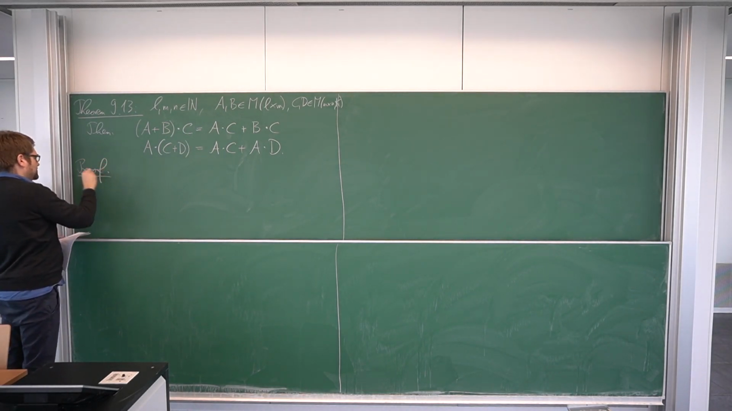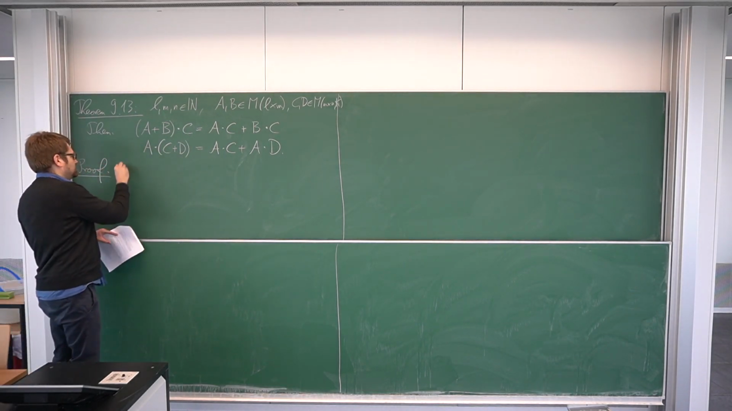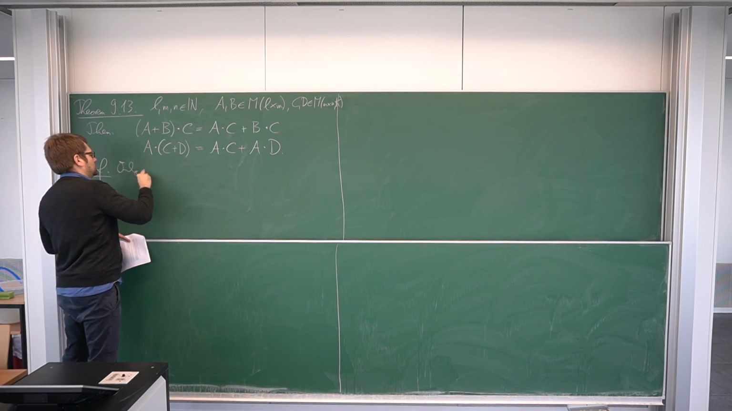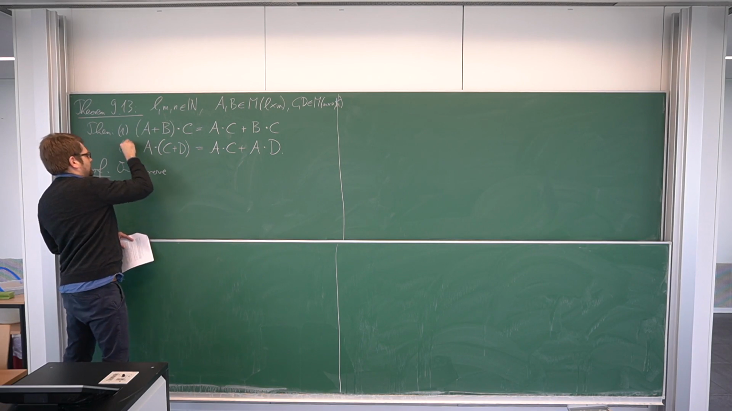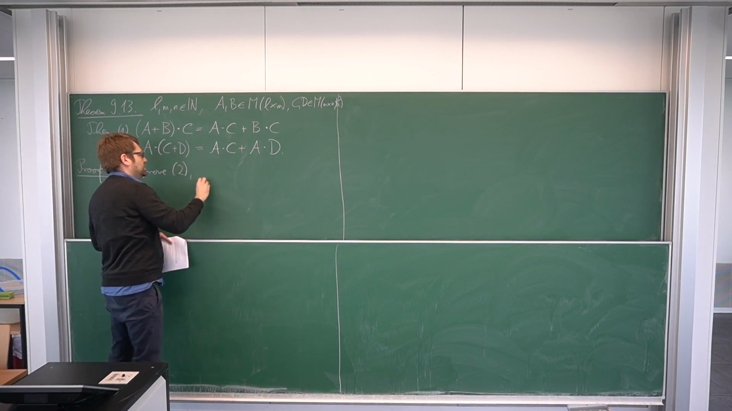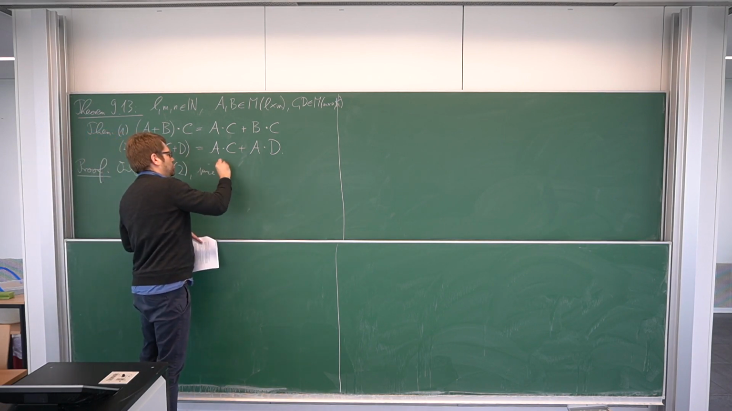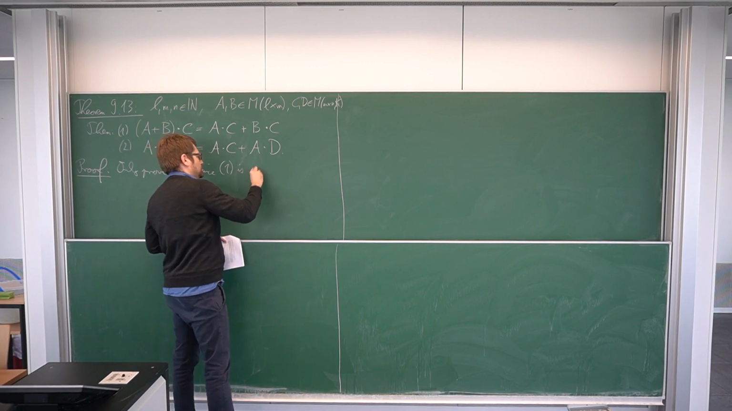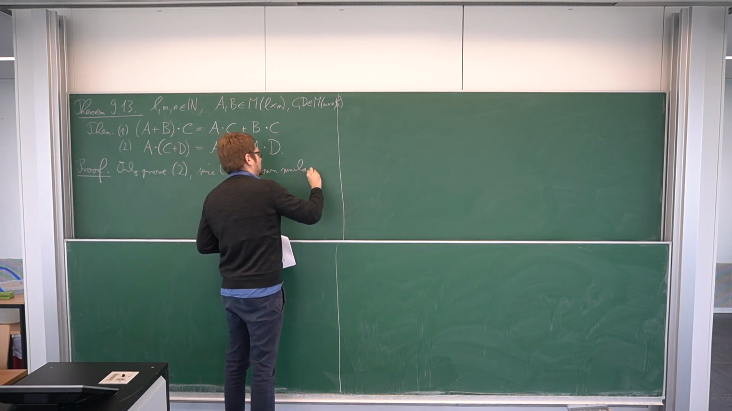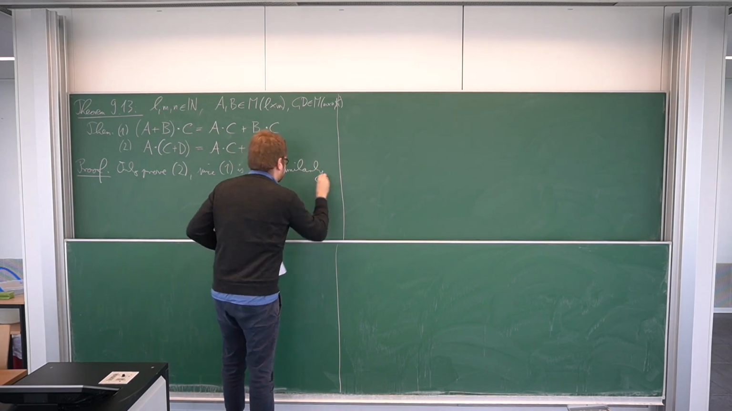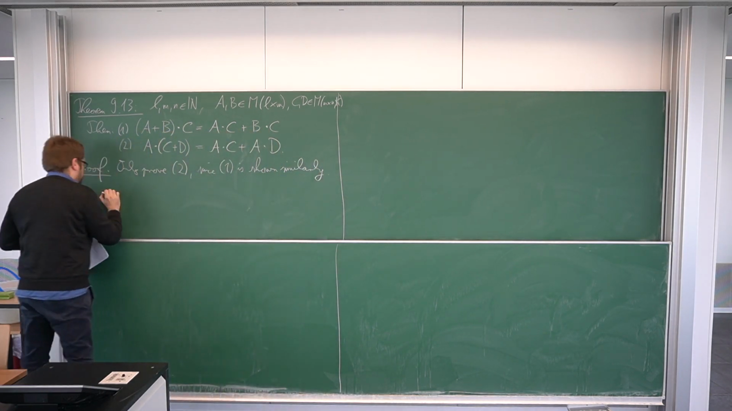Proof. So let's call these properties 1 and 2. We will only prove 2 since 1 is shown similarly. In fact, it's even a bit easier, but let me do the more complicated one. And yeah, let's do that.